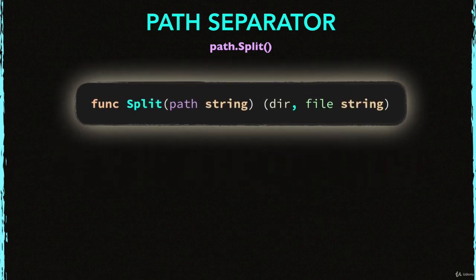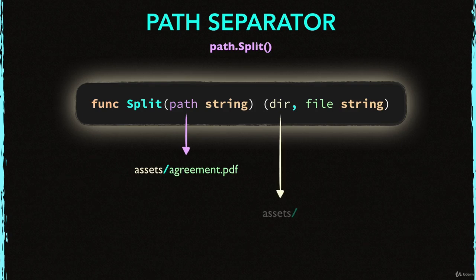Let's say that I have called this function with this path value. Then this function will return a directory path like this. And it will return the file name like this. As you can see, it splits the given path and returns it as two string values. The first one is the directory, and the second one is the file. Okay, now you know how this function works. Let's use it in a code example.